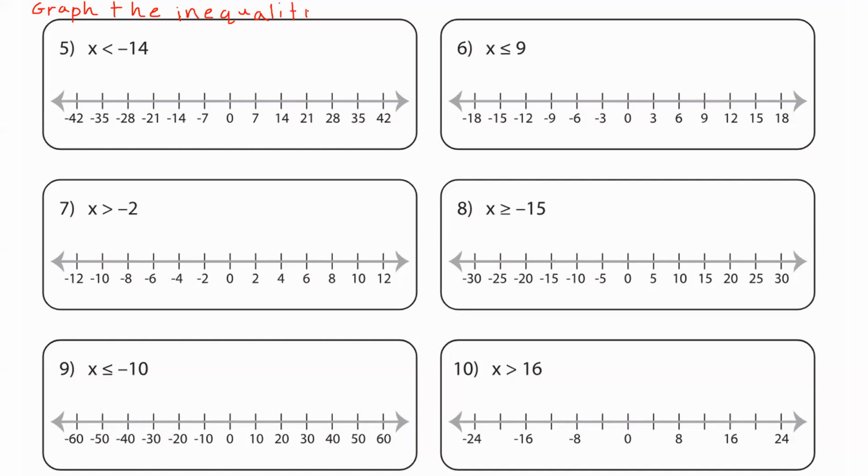So what we have to do is graph the inequalities on the number line. What we have is x is less than negative 14. We also have x is less than or equal to 9. For number 7, x is greater than negative 2. For number 8, x is greater than or equal to negative 15. For number 9, x is less than or equal to negative 10. And for number 10, x is greater than 16.